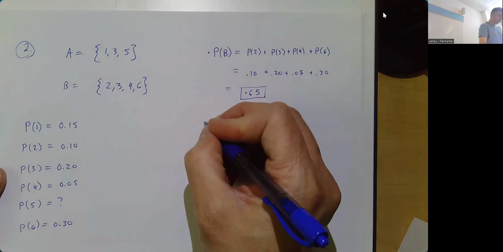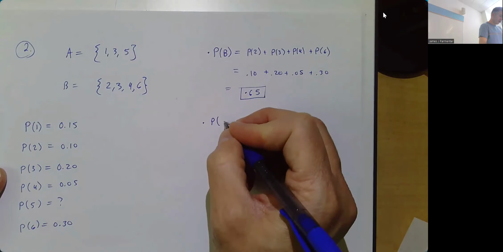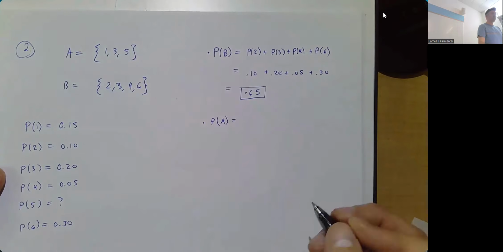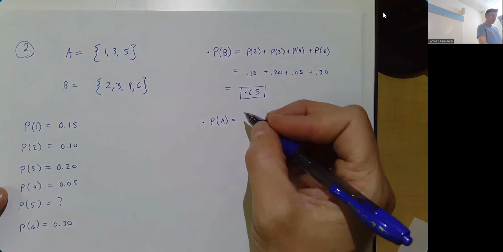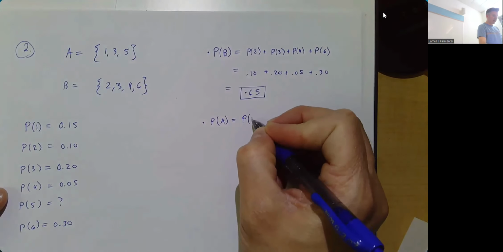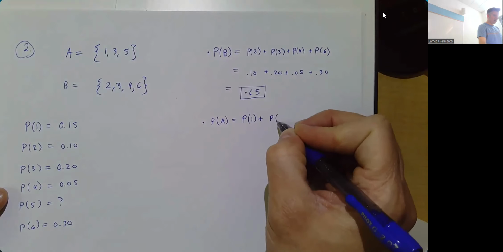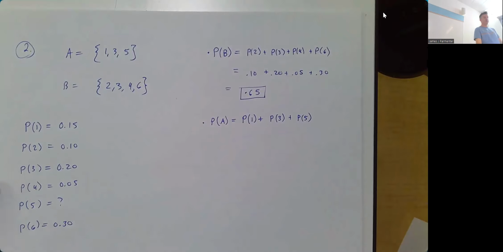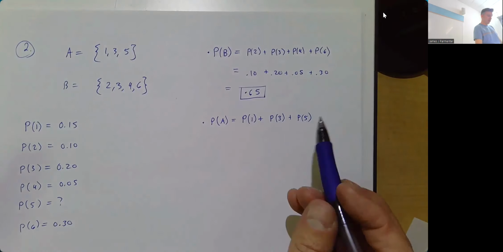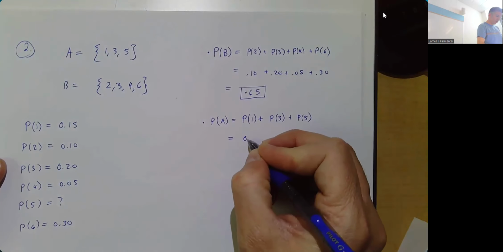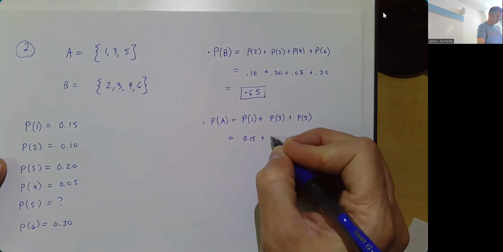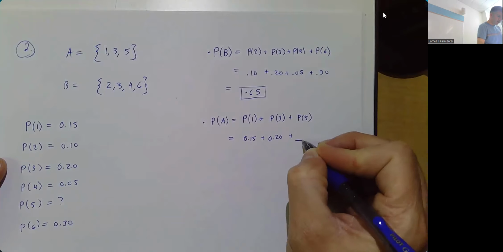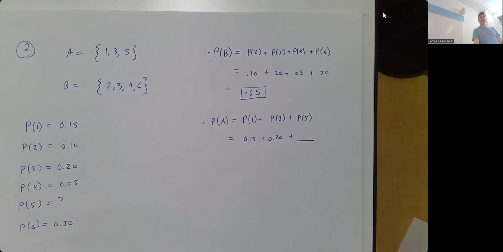What about the probability of A? Well, same idea. We're going to add up all the probabilities of the things inside that event, or the sample space of that event. But one of them we don't know. So it's going to be 0.15 plus 0.20 plus, we don't know what the probability of 5 is. We have to find that.